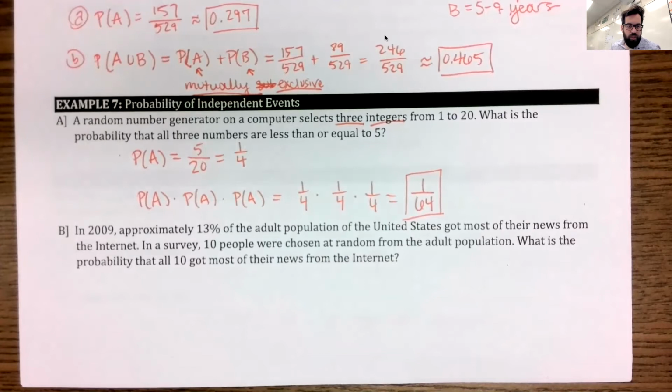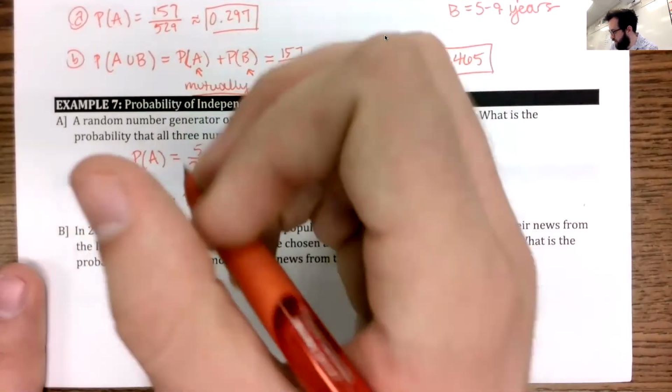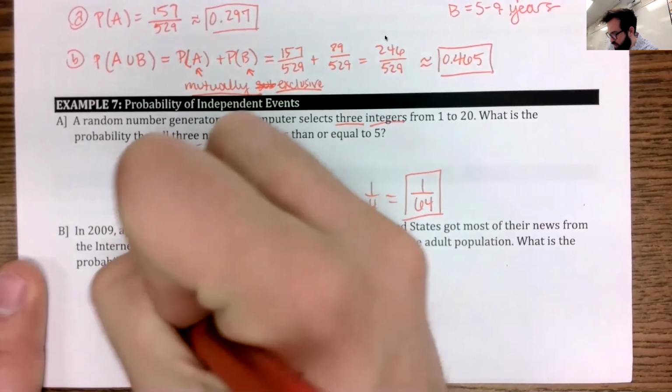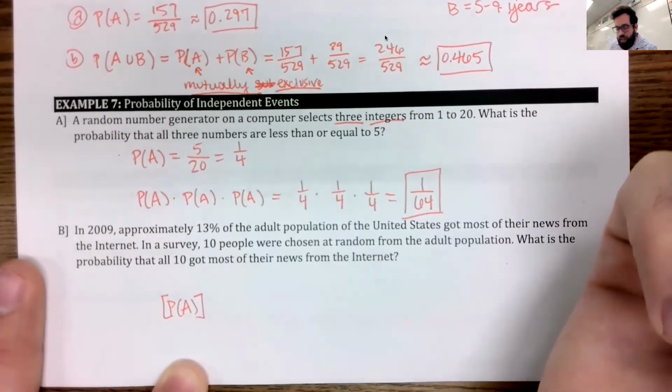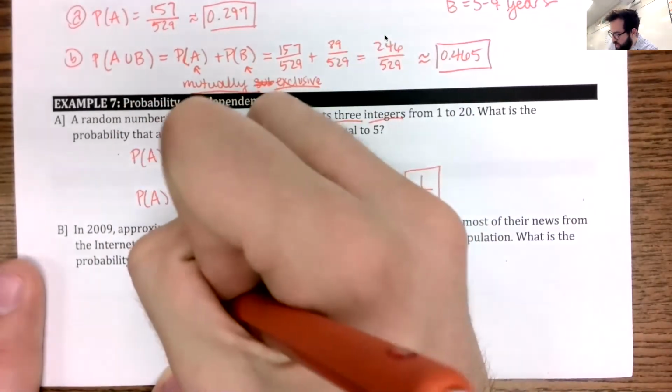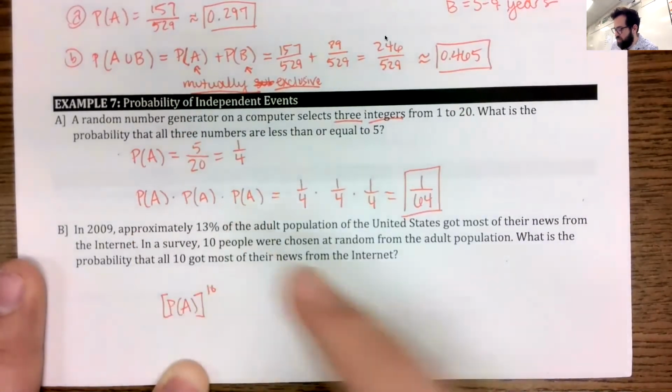In 2009, approximately 13% of the adult population of the United States got most of their news from the internet. In a survey, 10 people were chosen at random from the adult population. What is the probability that all 10 got most of their news from the internet? So this is similar to letter A. We have this 13% number given to us, and we're talking about 10 different people. So it's going to be the probability of that one person getting their news from the internet to the 10th, right? It's as if we just multiplied by itself 10 times.